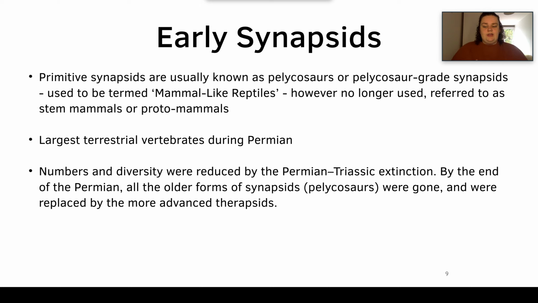And then the number and diversity of these early synapsids were reduced heavily by the Permian-Triassic extinction, where I think it was like 70% of all terrestrial animals died. And by the end of the Permian, all of the older forms of the synapsids, known as the pelycosaurs, were gone, and they were replaced by more advanced therapsids, which are a branch of mammals from the synapsids. So let's see some early synapsids.